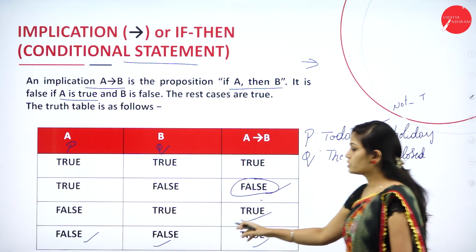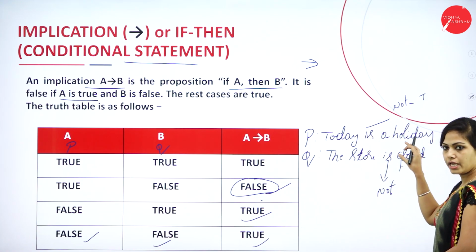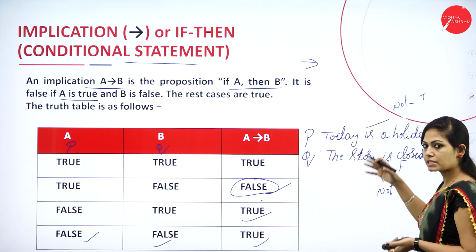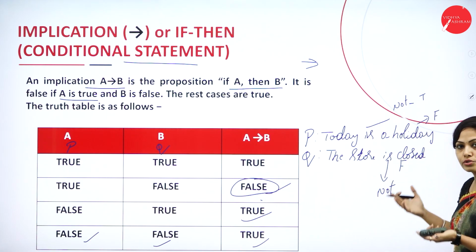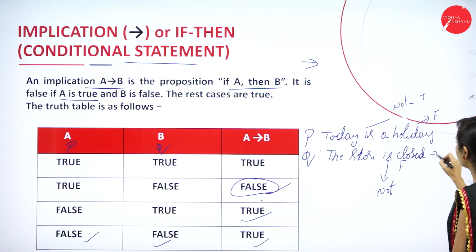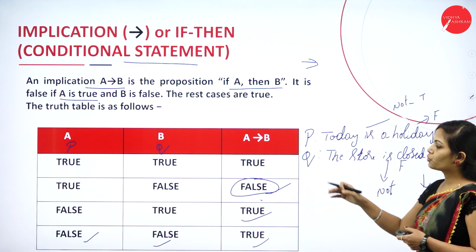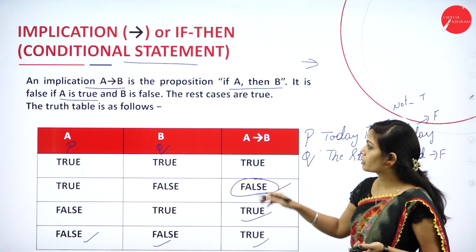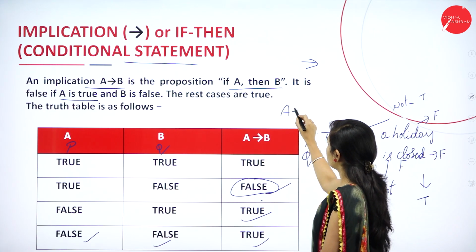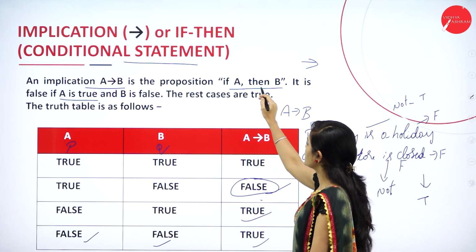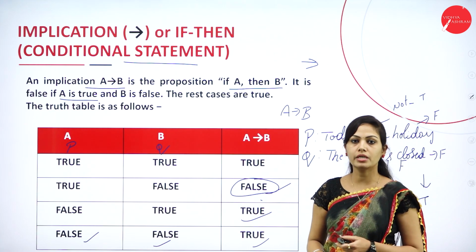At last we have two statements, false and false. Today is a holiday is false, and the store is closed is also false. So false and false gives a true condition. These are the truth values for conditional statements. So a conditional statement is called an implication, that is, A implies B, or if A then B.